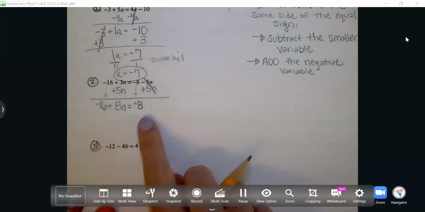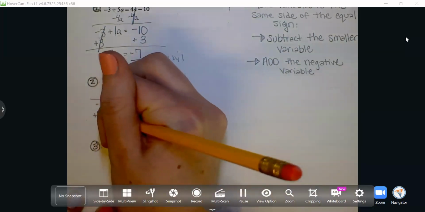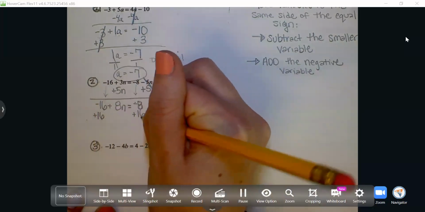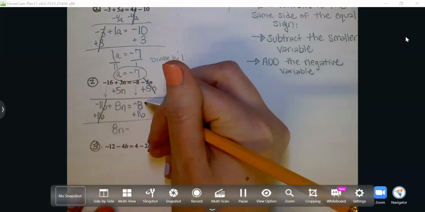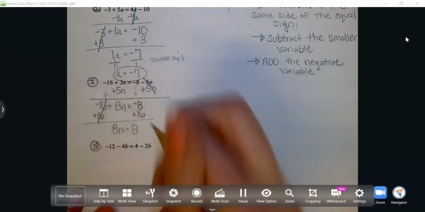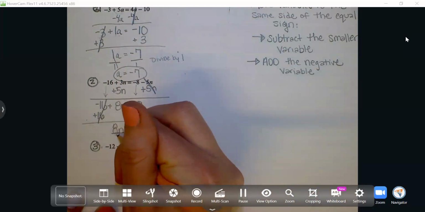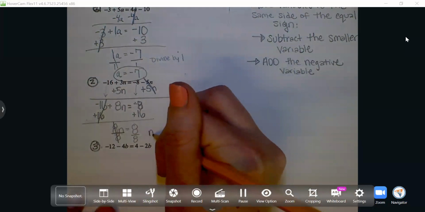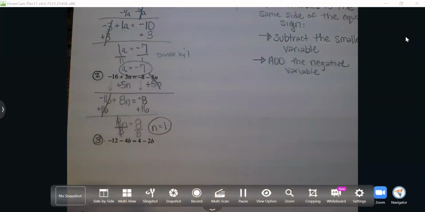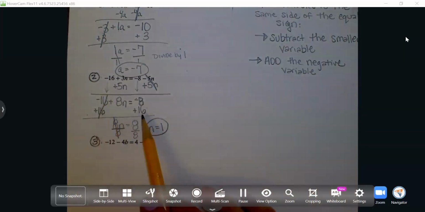Now I'm going to do my inverse operations. The opposite of negative 16 is plus 16. And so I have 8n equals negative 8 plus 16, which is a positive 8. And now in order to get n by itself, my last step is to divide. Divide by 8. 8 divided by 8 is 1. After you move all your variables to the same side, you should just have two steps, an addition or a subtraction problem, and then a division problem.